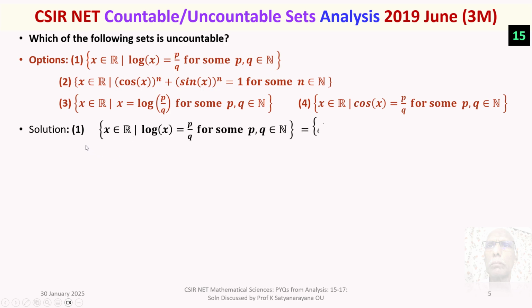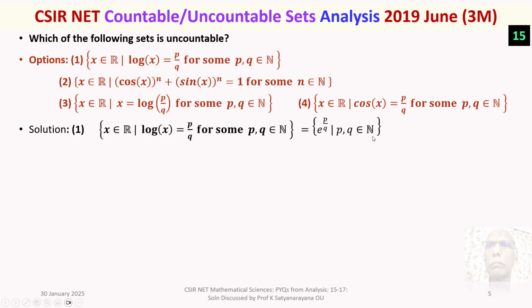Let us take option 1. In option 1, it is given the set of all x belongs to R such that log x is equal to p by q for some p, q belongs to N. That means if log x is p by q, then x will be e power p by q. Therefore, it will be the set of all e power p by q, p, q belongs to N.